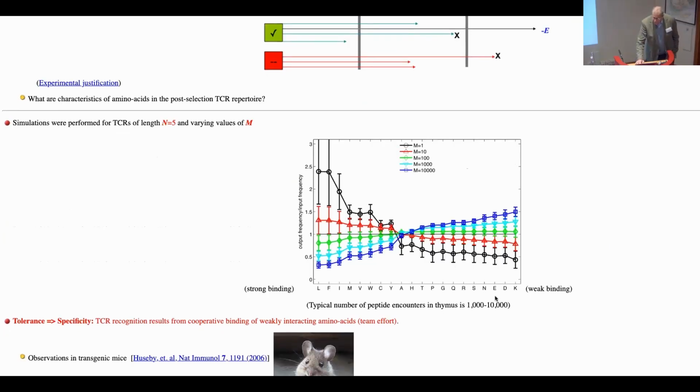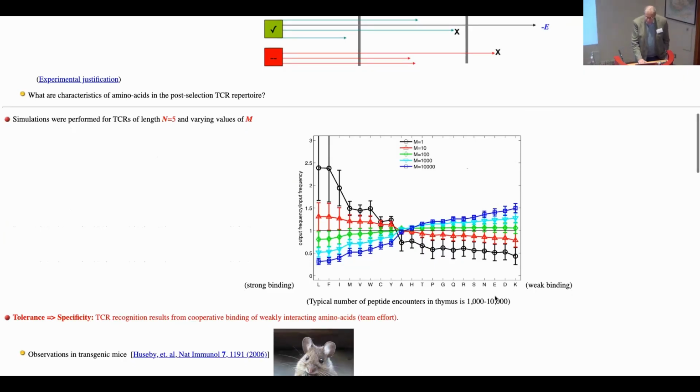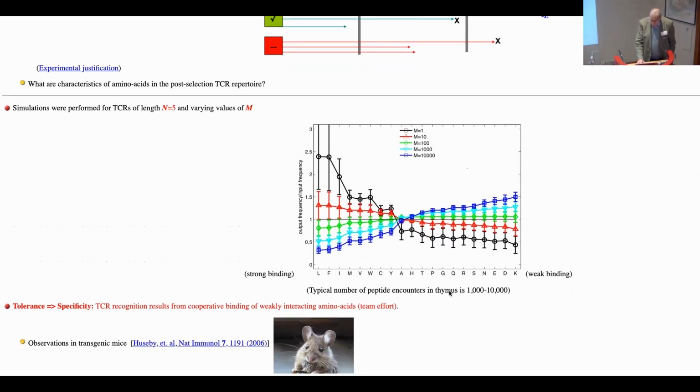So what is happening in this figure is that the various amino acids that can go into the system, there are of the order of 20 of them, are labeled according to which one of them is the strongest binding on the left, and which one of them is the weakest binding on the right, according to some measure that we are using in our model.